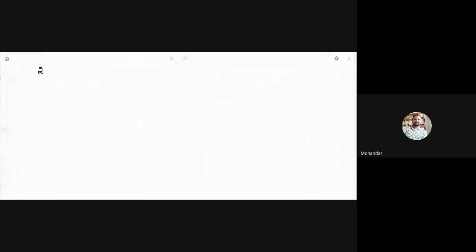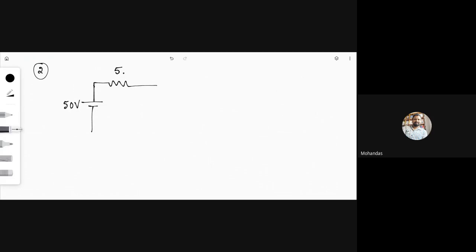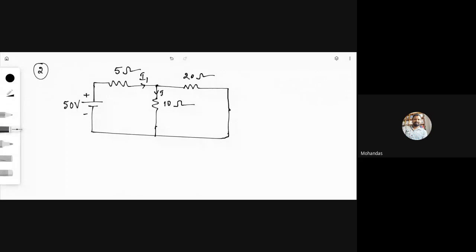So let us take another problem here. Problem number 2. There is a 50 volts source. This is a 5 ohm resistor. This is a 10 ohm resistor. And this is a 20 ohm resistor. Now the problem is to calculate I1, I2 and I3 in the simple circuit. So all of you note down this problem and try to solve this problem.